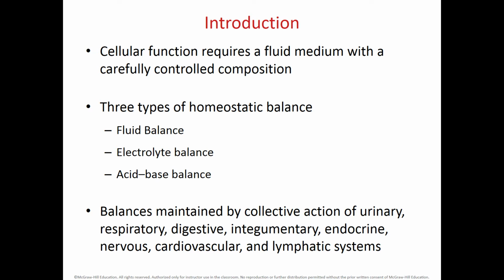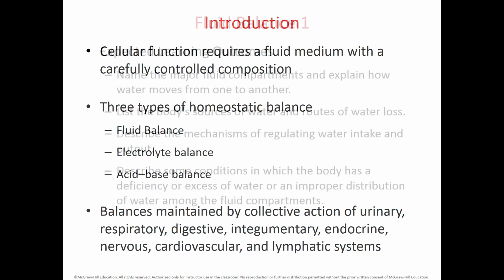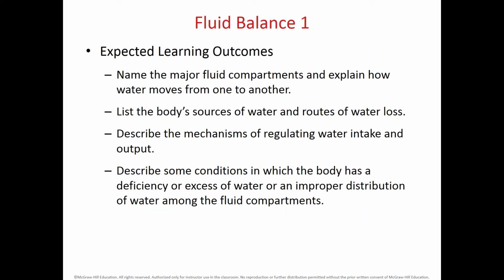All this equilibrium is reached by several systems like the urinary system, respiratory system, digestive, integumentary, endocrine, nervous, cardiovascular, and lymphatic systems, and all of them work together to help us maintain these balances.